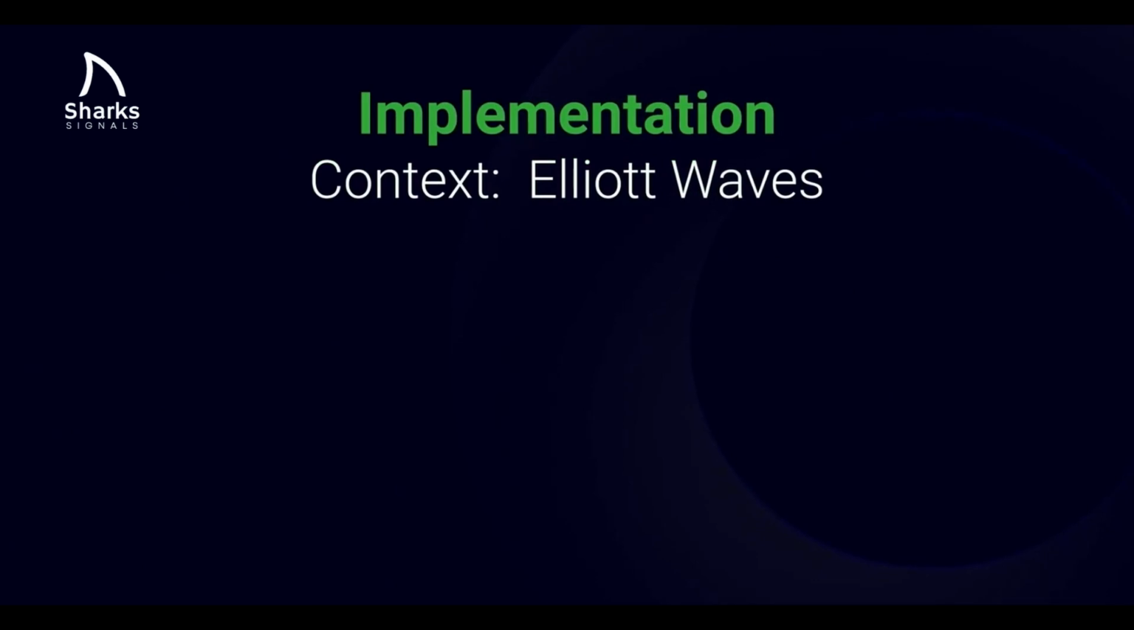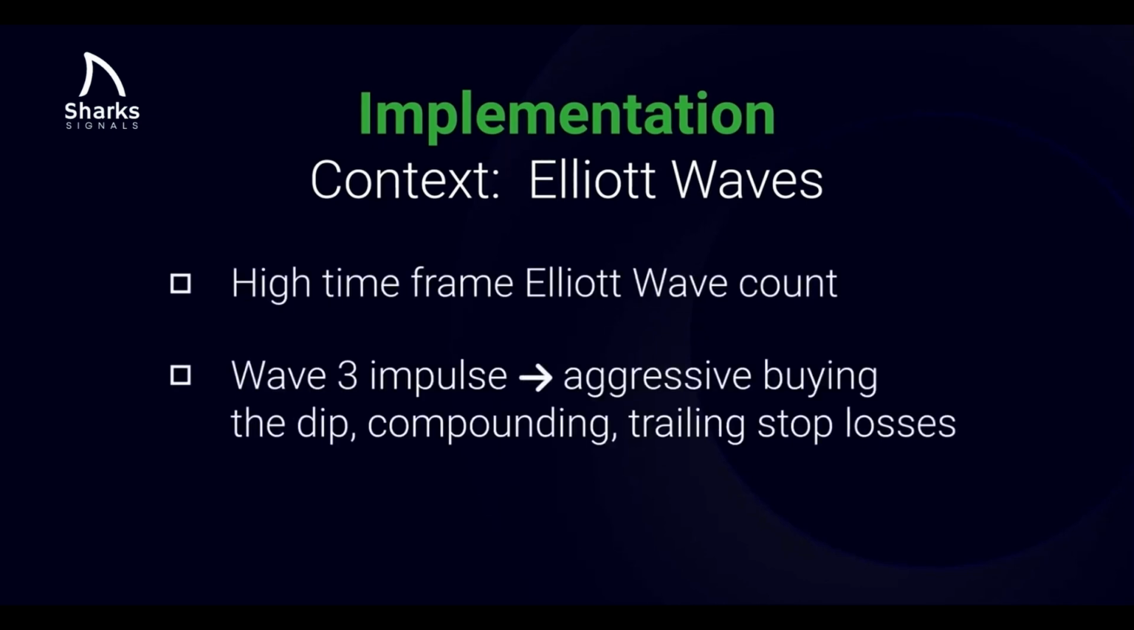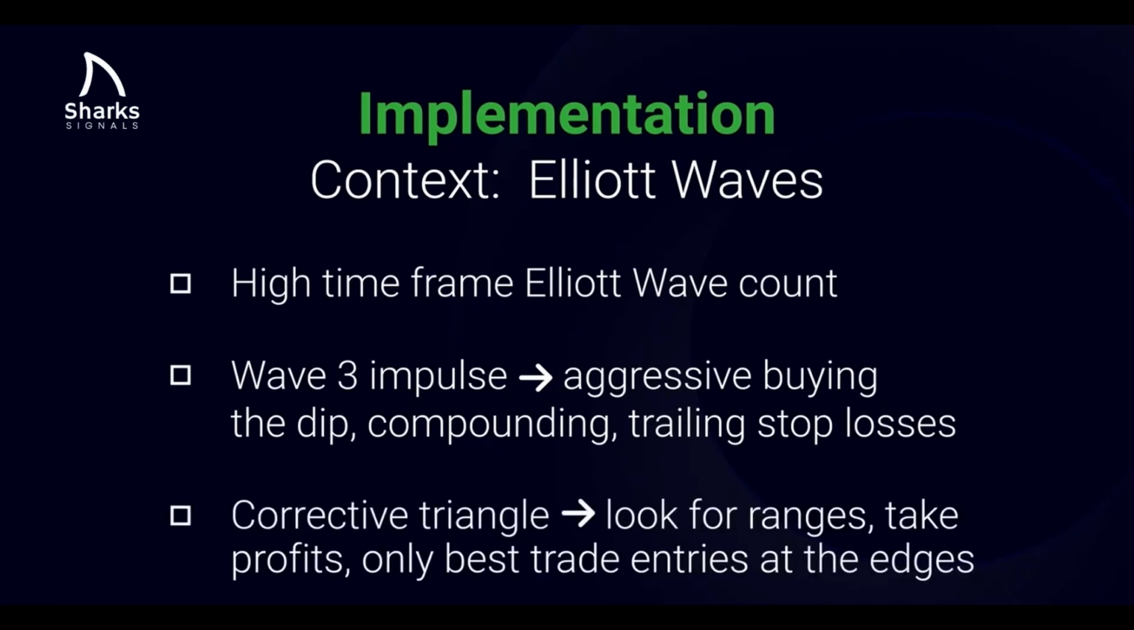Elliott waves can be very helpful to provide further market context. For this, you should take a look at a high time frame Elliott wave count. For example, in a wave 3 impulse, it is possible to aggressively buy the dip, compound the trade, and trail stop losses. However, in a corrective triangle, for example, you should look for ranges, take profits regularly, and only take the best trade entries at the edges of the range.